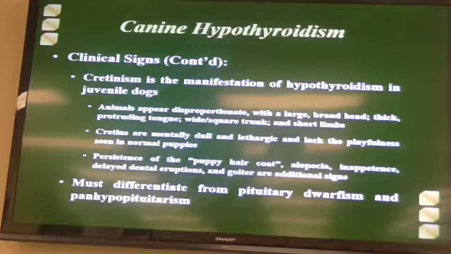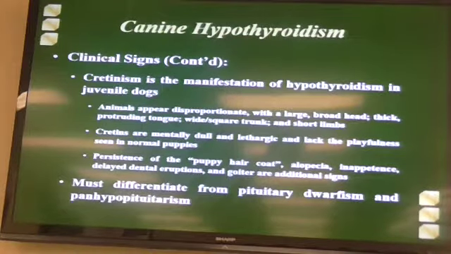And you'll get the persistence of your puppy hair coat, which is just a thin hair coat. And again, is that going to stand up to any rubbing or will that fall out? It's going to fall out, so you get alopecia. They don't have much of an appetite. Your teeth will not erupt normally. And you can also have enlarged thyroid areas from goiter.